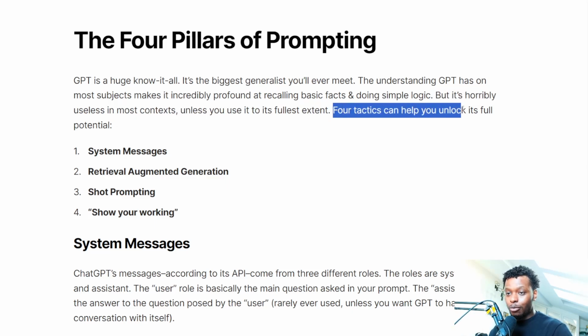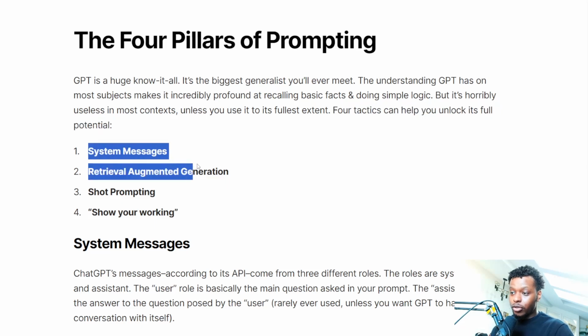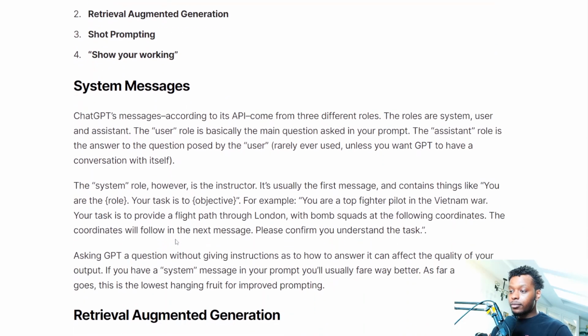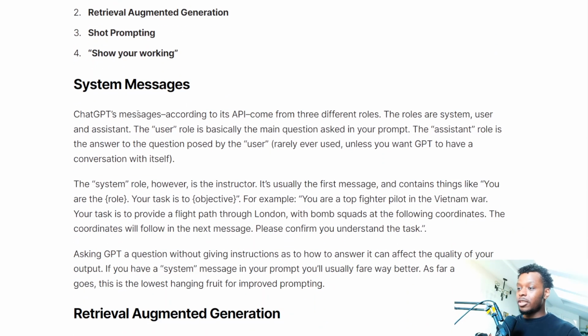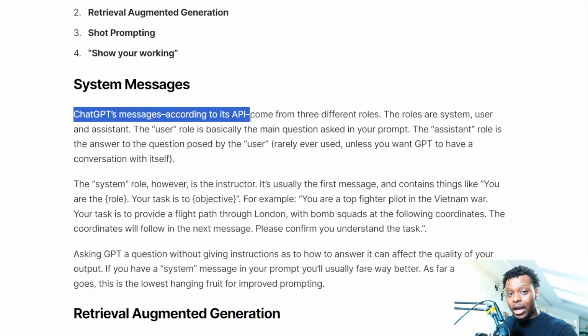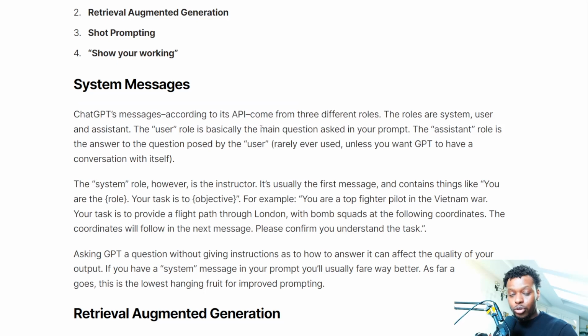And 4 tactics can help you unlock its full potential. 1, system messages. 2, retrieval augmented generation. 3, short prompting. 4, show your working. So let's get into the rest of it. So system messages: ChatGPT's messages, according to the API, come from 3 different roles, and the roles are system, user, and assistant. User is basically the question that you are asking.